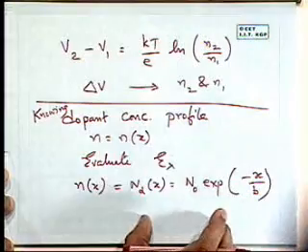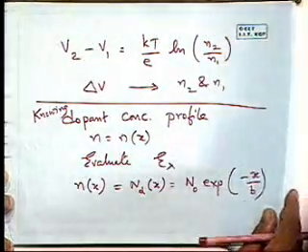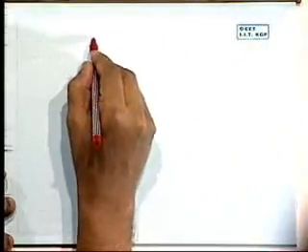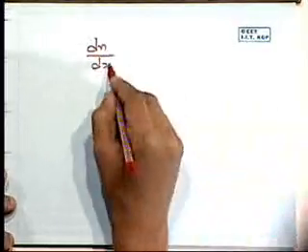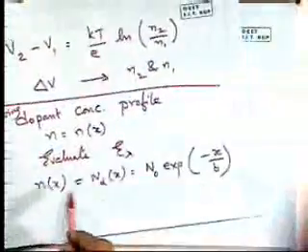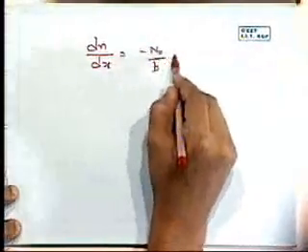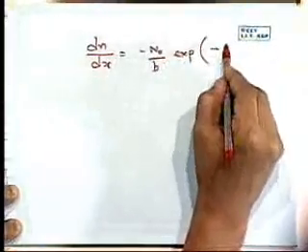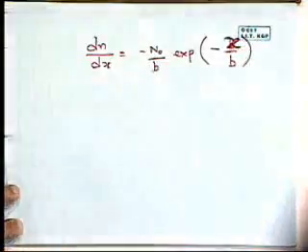So given this, now we'll go about evaluating the field that has been built in. I would need to know dn by dx, so I have to differentiate this. Am I right in that? dn by dx is equal to minus n naught by b, exponential minus x by b.